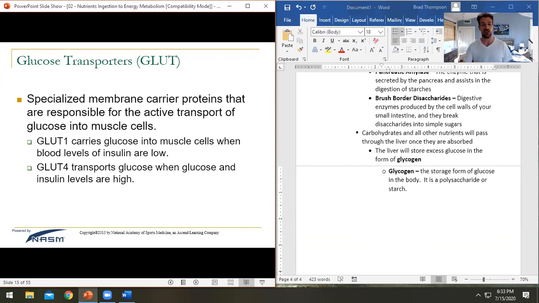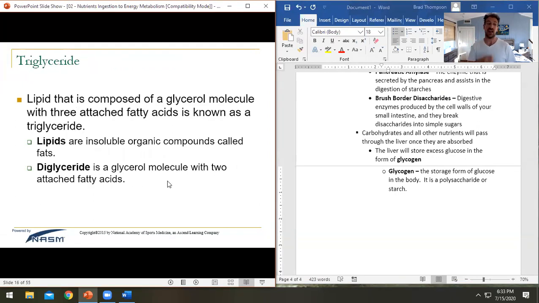You do have these specialized glucose transporters, your GLUT1 and your GLUT4. GLUT1 carries glucose molecules into your muscle cells when your insulin levels are low, and that can allow your body to produce energy. Your GLUT4 is going to transport glucose when your insulin levels are high. So let's say you have a lot of insulin and your muscles are like, we don't really need any more glycogen, we're good here. Your body can use GLUT4 to pull that sugar out of your blood and instead convert it into fat, which brings us to our next nutrient here.